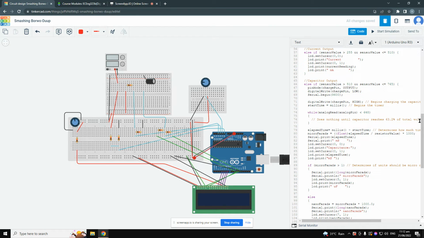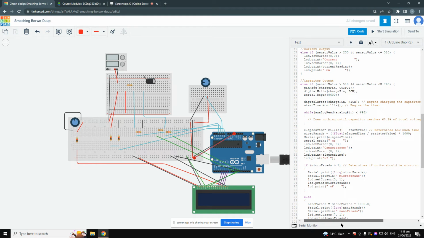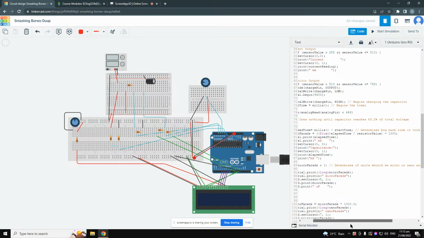Else if sensorValue is greater than 510 and less than or equal to 765. So pinMode chargePin output, digitalWrite chargePin low, Serial.begin 9600, digitalWrite chargePin high. This begins charging the capacitor. startTime equals millis, which begins the timer. While analogRead analogPin is less than 648, then we have the elapsedTime equals millis minus startTime.